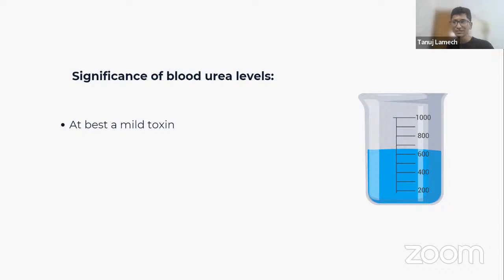But for urea, normal urea itself is 40. And you have people with a urea of 185 who come walking to your OP. So the very fact that urea builds up to such an extent and you can have people who are relatively asymptomatic at such high levels, that itself indicates that it is a mild toxin. Single blood levels of urea are actually difficult to interpret.